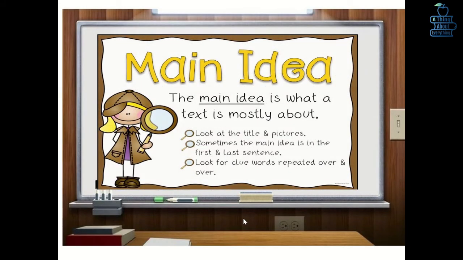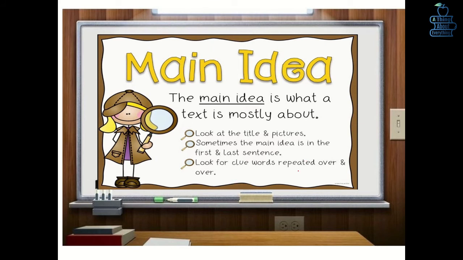Now let's move to another thing. Main idea. The main idea is what a text is mostly about. So you have to look at the title and pictures. If you don't have the titles, look at the pictures. They tell you more about the text and the main idea. Sometimes the main idea is in the last sentence, okay? So you have to read the introduction carefully and the conclusion with it.